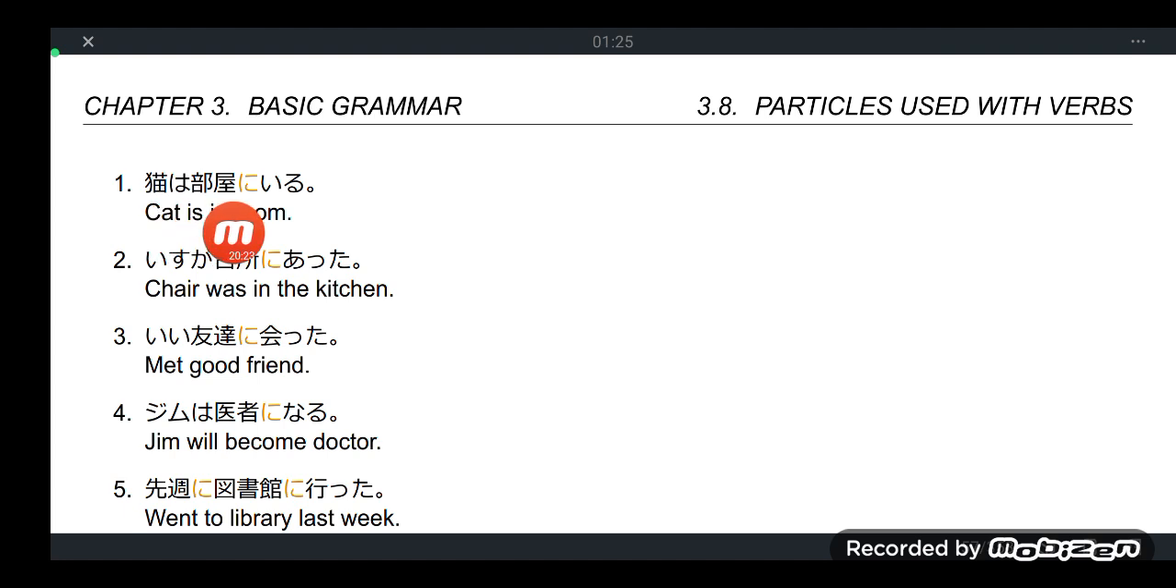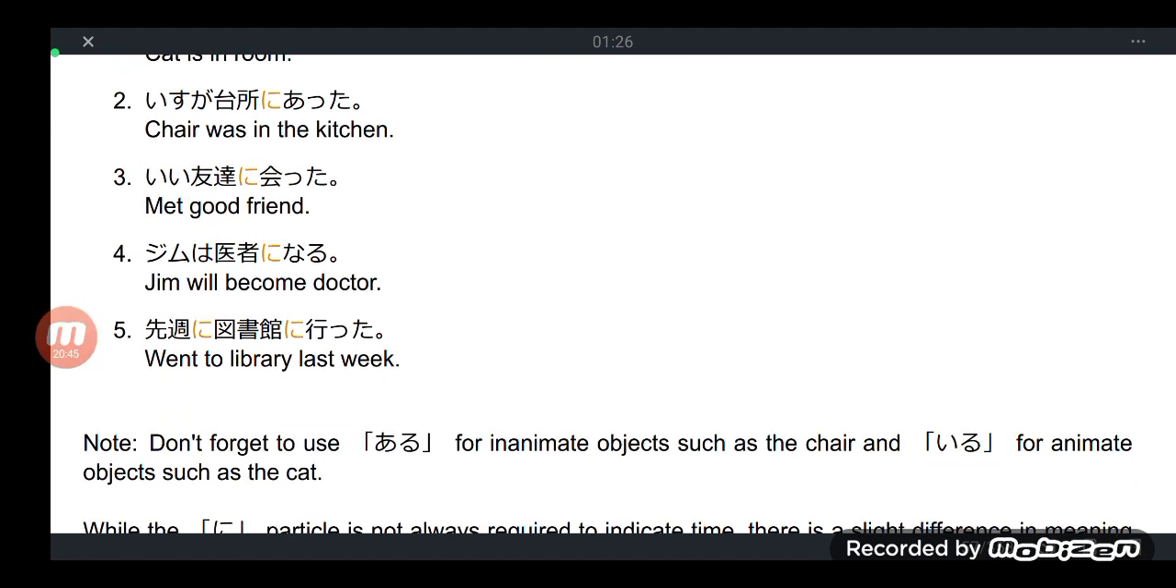Neko wa heya ni iru. A cat is inside a room. Cat is in a room. Isu ga daidokoro ni atta. Chair was in the kitchen. Ii tomodachi ni atta. Met a good friend.